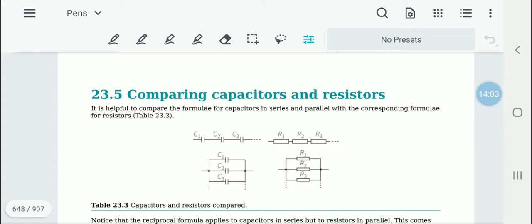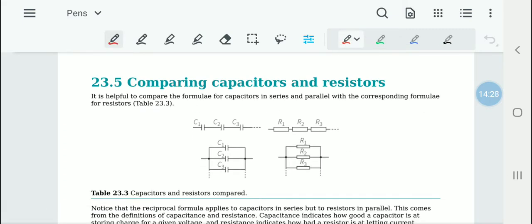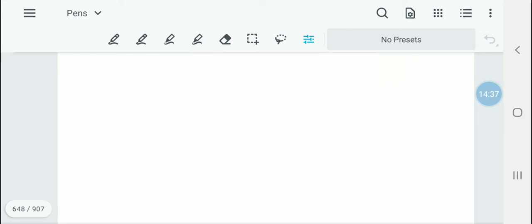That is, the series in capacitance is equal to the parallel in resistance, and the resistance parallel is equal to the series in capacitance. So this is the relationship it has. This is similar to this, and this is similar to this, right? I'm not going to bother too much about this. I'm going to move on to the next part.